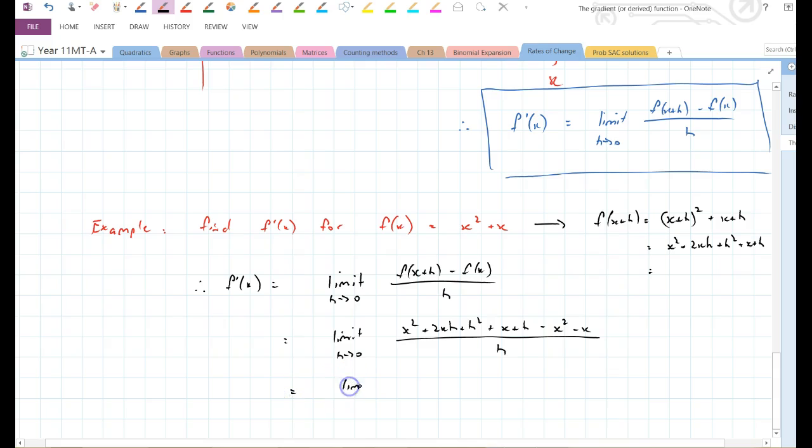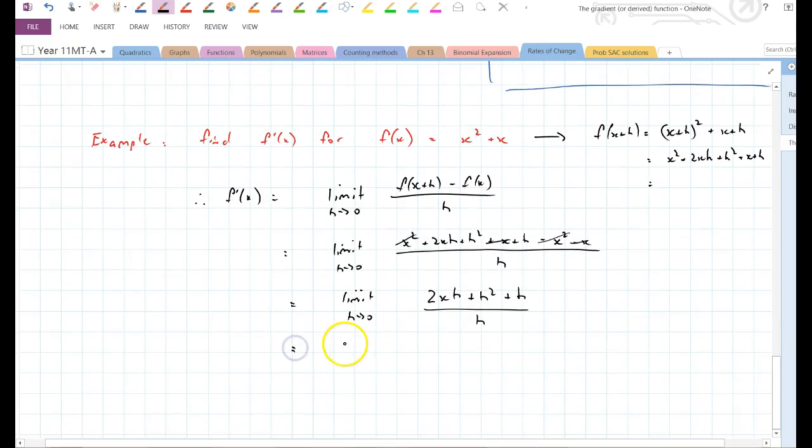There will be some simplifying to be done here. So the x squareds cancel. See that? X squared cancels with that. 2xh, I've got plus x minus x, so my plus x minus x is gone. So I've got 2xh plus h squared plus h, over h.